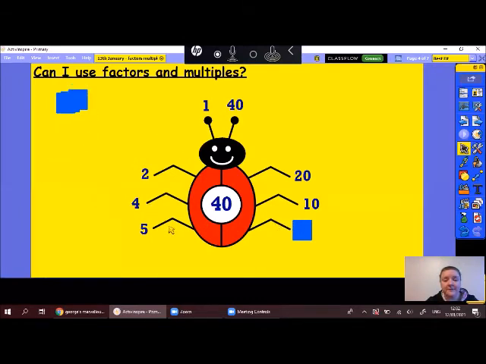And the one at the bottom, 5 times something makes 40. Have you worked it out? It's 8. Well done if you got those.